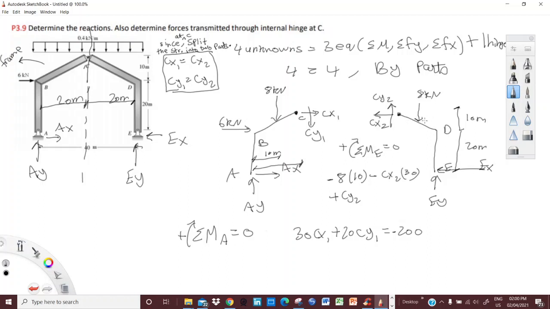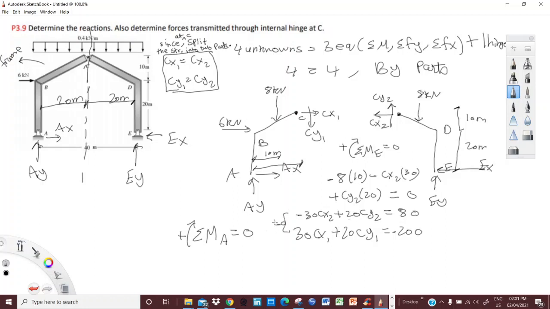Cy2 times its perpendicular distance, which is 20, and that's it, equal to 0. So how many first? 1, 2, 3. Therefore minus 30 Cx2 plus 20 Cy2 is equal to 80.